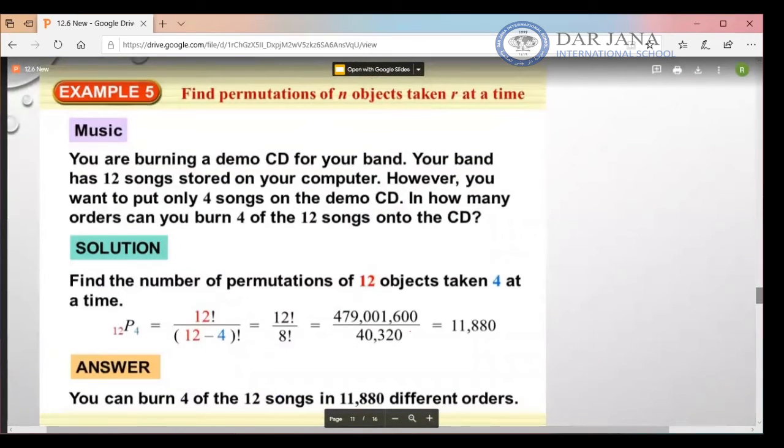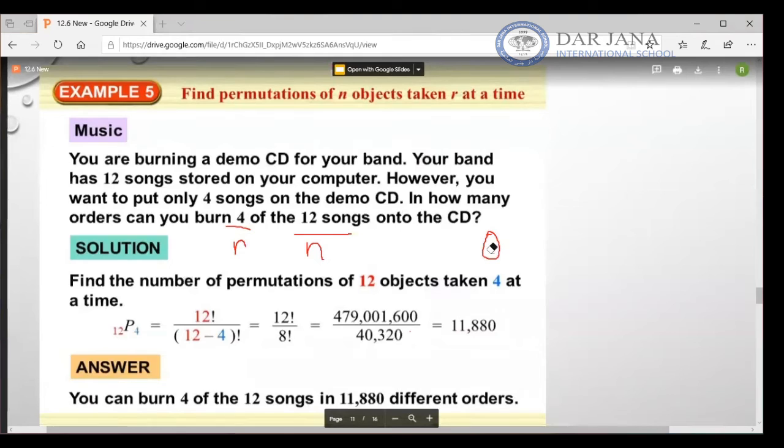You are burning a demo CD for your band. Your band has 12 different songs stored on your computer, and you want to put it on a CD, but by choosing 4 out of 12 songs. So here, same thing. N will be 12. R will be 4. This is N. This is R. And you already know that the order of the songs will change, which means I'm going to have the order matter here.